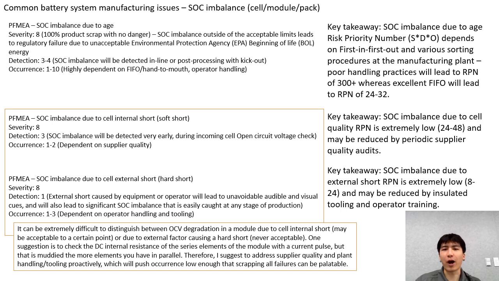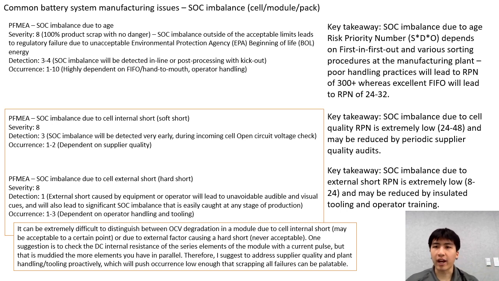It's also dependent on operator handling. How do people stack pallets? If you have, for example, cells that you stack one pallet, but then that's actually at the very back, so the more you stack, the less likely you are to get to it. That's an example of a poor FIFO and handling procedure.